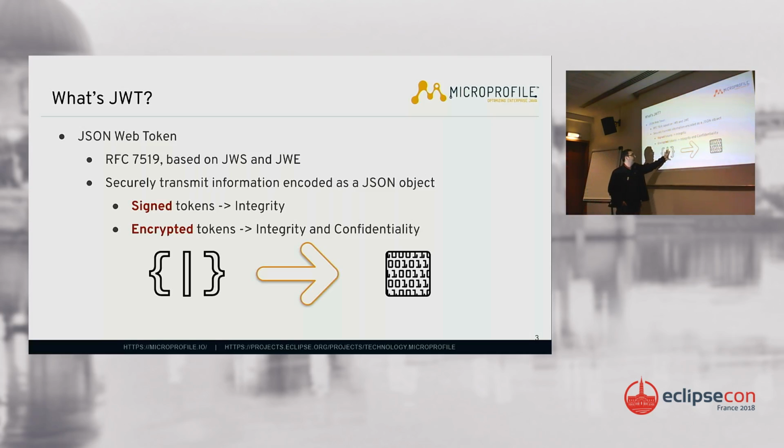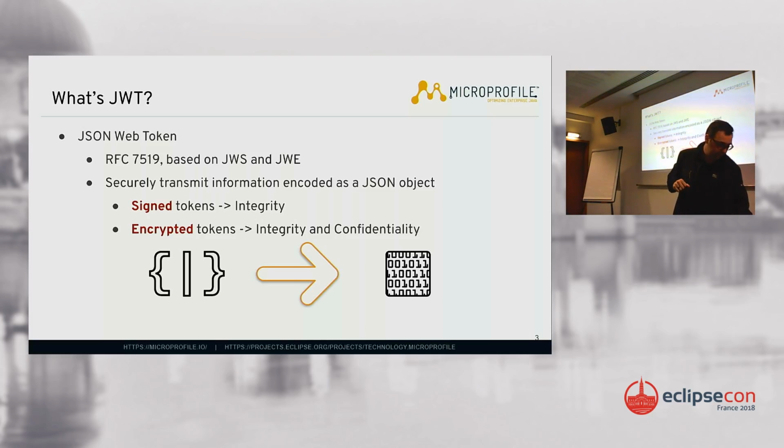First, it's going to be JSON. And we can send a signed object, where when we receive it, we can verify that it's the right one, there is no tampering and so on. Or we can send encrypted tokens where, in addition to integrity, we can also be sure that we are the only one allowed to read it. In this presentation and in MicroProfile, we are more interested in this second part.